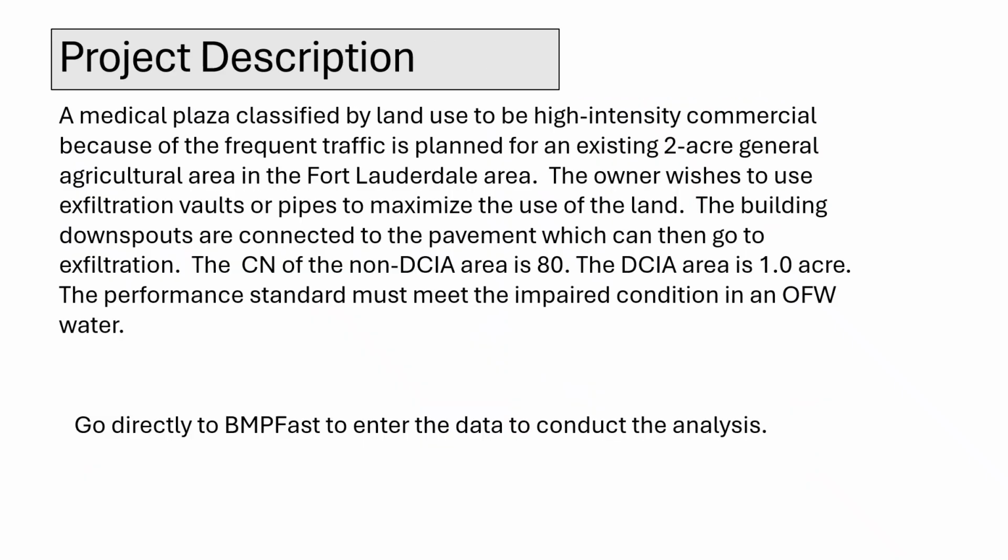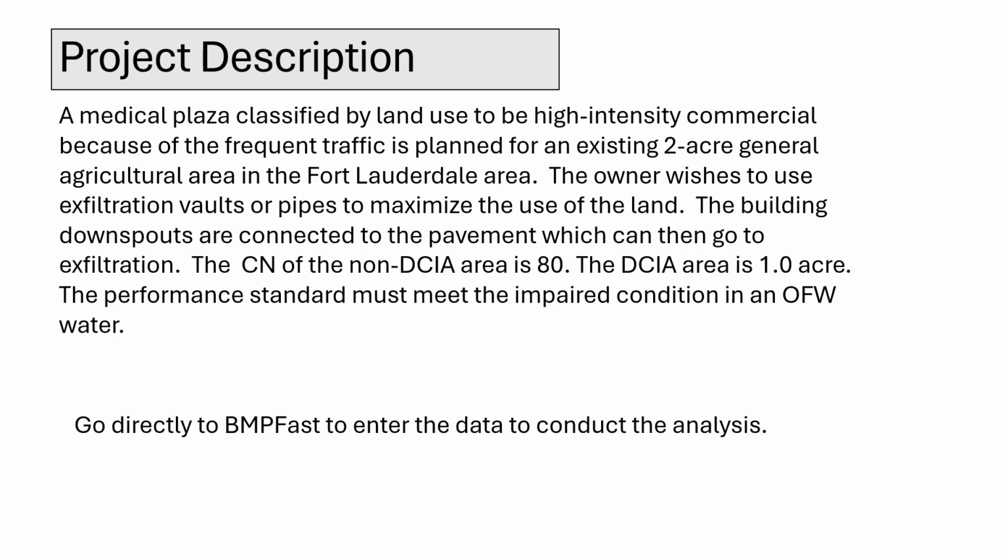We're looking at a real-world project example, drawn from a permit application, that will help us demonstrate the use of BMPFast in determining annual removal effectiveness. This project involves a proposed medical plaza in the Fort Lauderdale area, slated for an existing 2-acre general agricultural site. Due to the anticipated frequent traffic, this site is classified as high-intensity commercial. The owner's goal is to maximize the use of the land, and to achieve this, they plan to incorporate exfiltration vaults or pipes for stormwater management. This design connects the building's downspouts directly to the pavement, allowing stormwater to then flow into the exfiltration system.